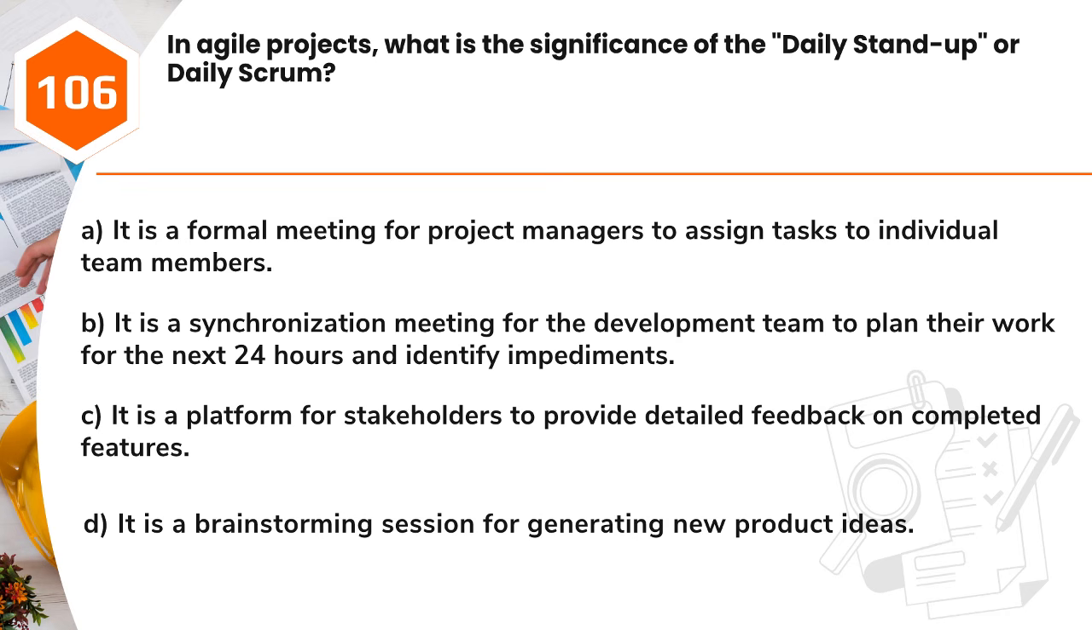Question 106. In Agile projects, what is the significance of the daily stand-up or daily scrum? A. It is a formal meeting for project managers to assign tasks to individual team members. B. It is a synchronization meeting for the development team to plan their work for the next 24 hours and identify impediments. C. It is a platform for stakeholders to provide detailed feedback on completed features. D. It is a brainstorming session for generating new product ideas.